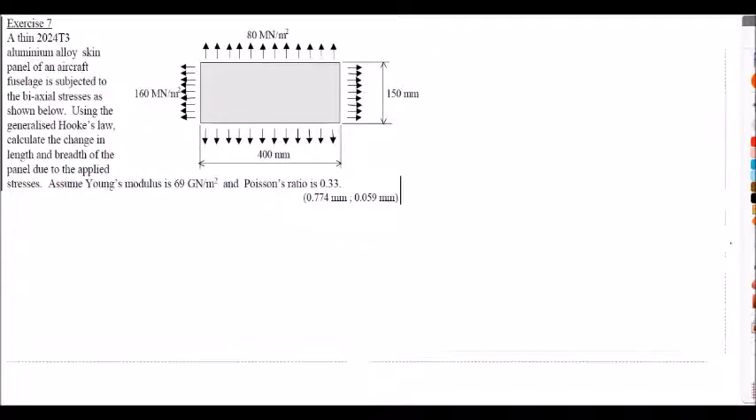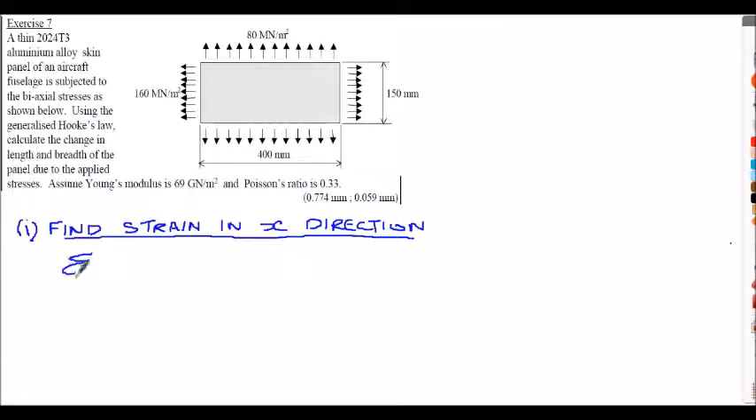I'm going to find the strain in the x direction first of all, so step 1 if you like. So strain in the x direction, we expect it will be the stress in the x direction divided by E, the elastic modulus, minus now the Poisson effect of the stress in the y direction, and that's divided by E also. So that would be our first equation. This would be stress in the x direction, shown here. This would be stress in the y direction, and we've got the elastic modulus given in the question.